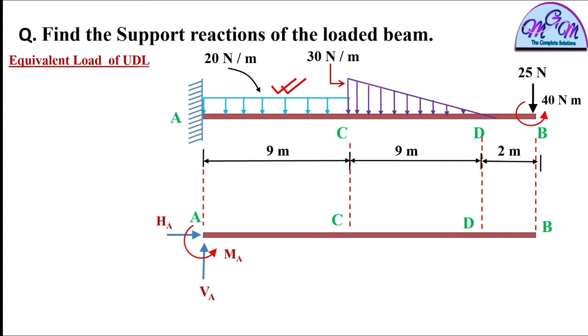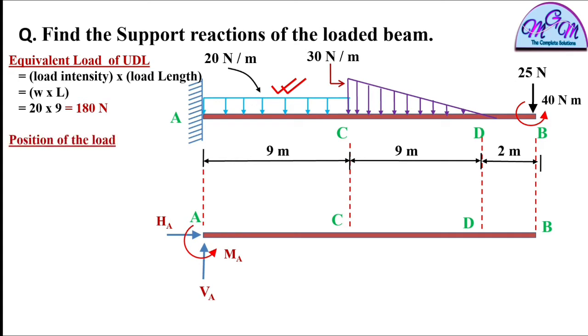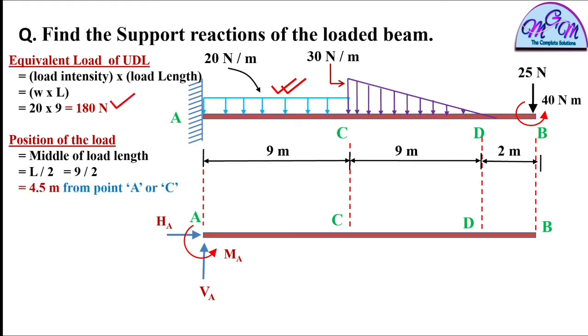We know that the equivalent load of a UDL is equal to load intensity into load length. Here the intensity of load is given as 20 Newton per meter and the length of the UDL is 9 meters. So this is 20 into 9 equals 180 Newton. Its position will be the middle of the load length. Here the length is 9 meter, so 9 by 2 equals 4.5 meter from point C. That means this 180 Newton force will act at a distance of 4.5 meter from point A or point C.